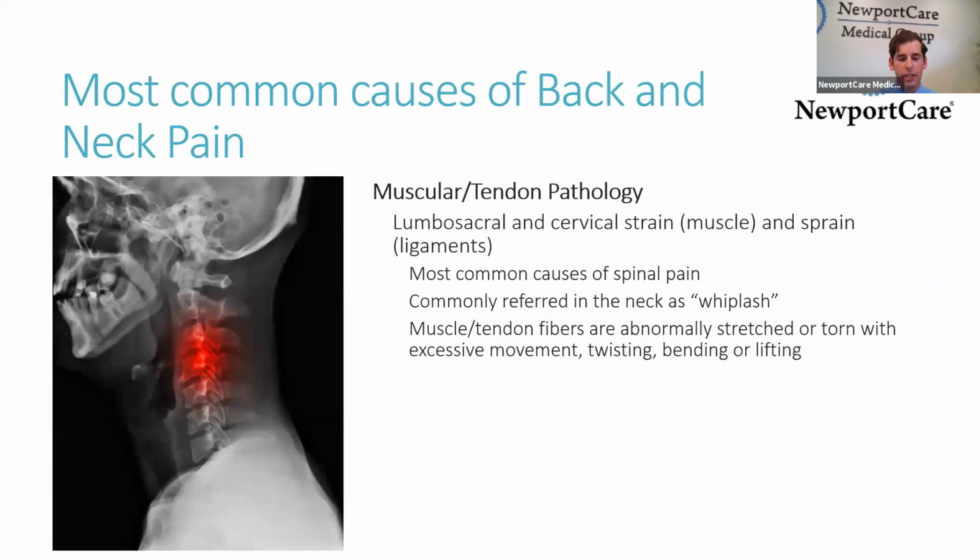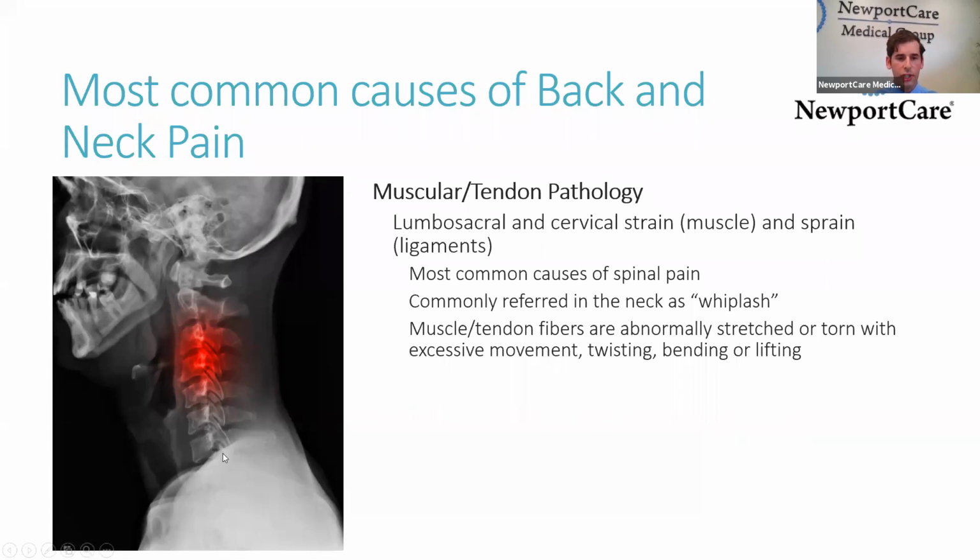So first, we're going to begin with some injuries of the muscles and ligaments of the spine, which can be a very common source of pain. We're going to be talking about lumbosacral and cervical strains, or injuries to the muscle, and sprains, or injury to the ligaments. These groups together comprise the most common causes of spinal pain, and in the neck, it's commonly referred to as whiplash. Pathology comes from the muscle and tendon fibers that are abnormally stretched or even torn with excessive movements, including twisting, bending, and lifting. And here we can see an example of this type of injury.